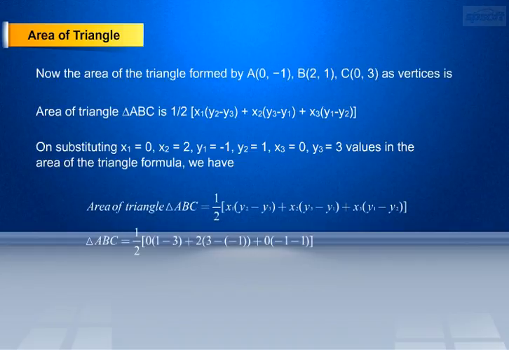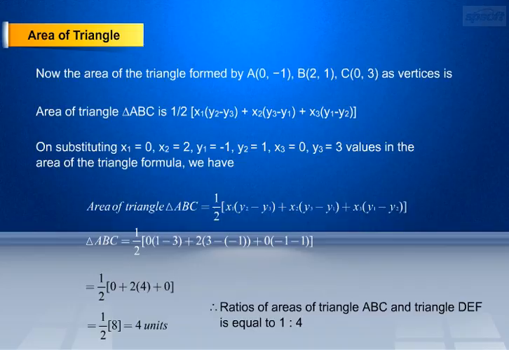Area of triangle ABC equals 1 divided by 2 into [0 into (1 minus 3) plus 2 into (3 minus 1) plus 0 into (-1 minus 1)]. Equals 1 divided by 2 into (0 plus 2 into 2 plus 0)... equals 1 divided by 2 into 8. Equals 4 units. Therefore ratio of areas of triangle DEF and triangle ABC is equal to 1:4.